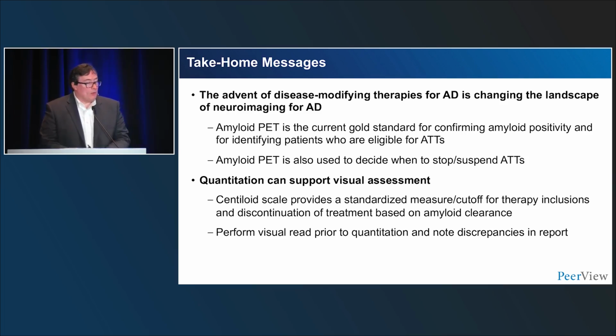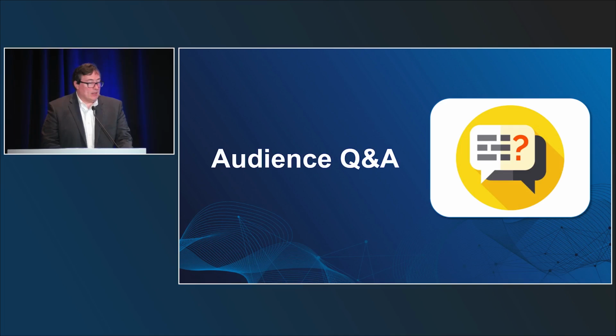So take-home messages overall: the advent of disease-modifying therapies for Alzheimer's disease is changing the landscape of neuroimaging for AD. Amyloid PET is currently the gold standard for confirming amyloid positivity and identifying patients for amyloid-targeted therapies. It's also being used in clinical practice to decide when to stop or suspend treatment. Quantitation can support visual assessment. It provides a standardized measure as well as cutoffs for therapy inclusion and discontinuation of therapy based on amyloid clearance. I recommend make up your mind visually and then note discrepancies in the report.